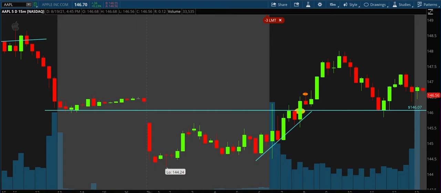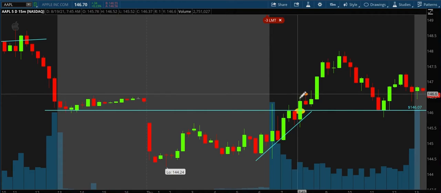I'm going to give you 3 reasons why I took this play, and 3 confirmations that made me take it, okay? First off, let's get this out of the way. This yellow circle right here was my entry, around 146 even, or maybe 145.90. And this orange circle was my exit, around 146.60 to 146.55.